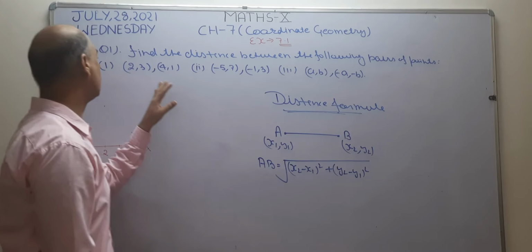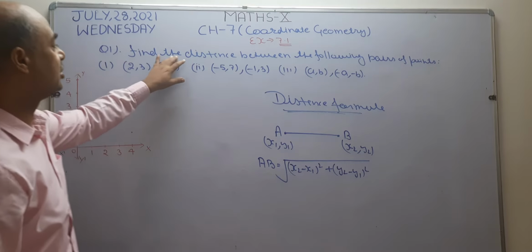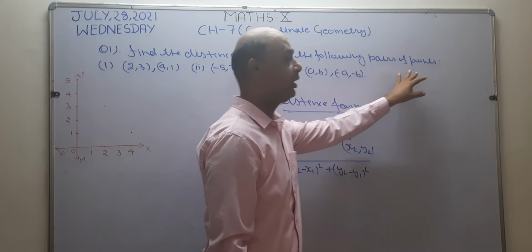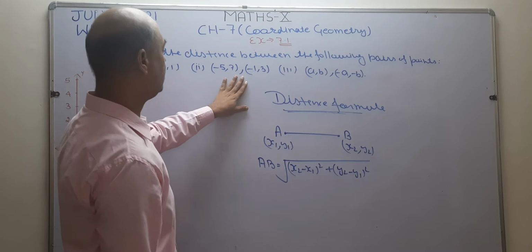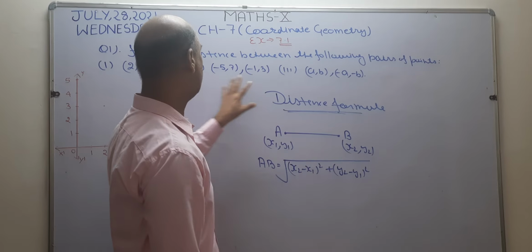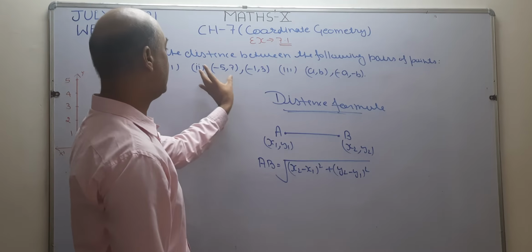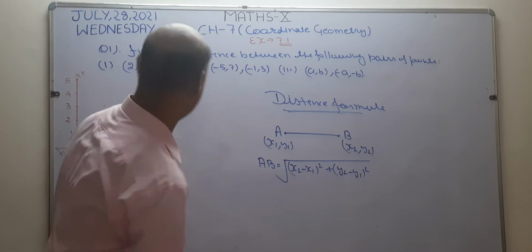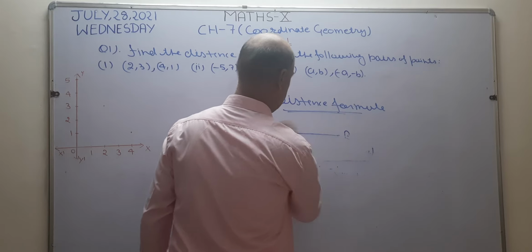Now I want to solve question number 1. Find the distance between the following pairs of points. Some pairs are given. First pair is this one, second pair is this one, third pair is this one. I want to find the distance between these pairs by using this distance formula. Now see, I want to solve the first part.